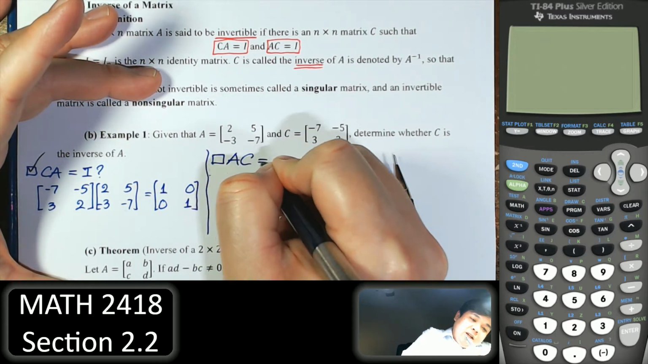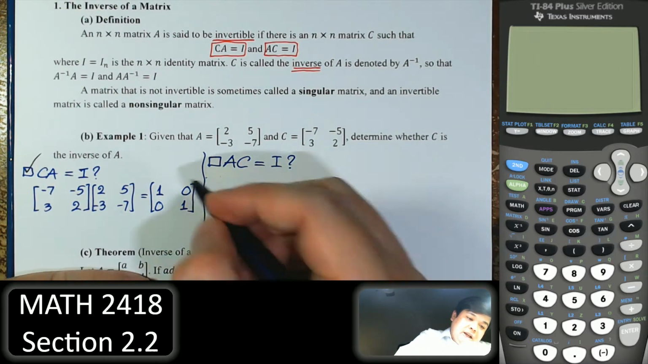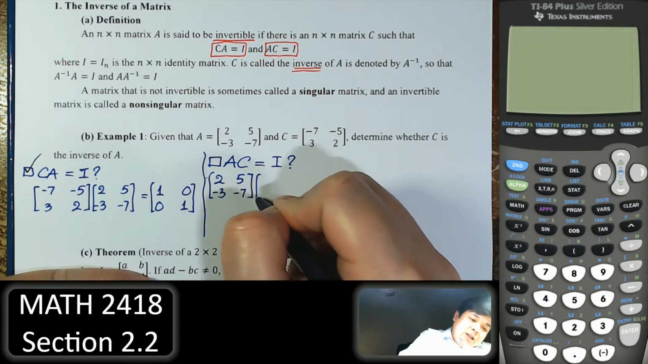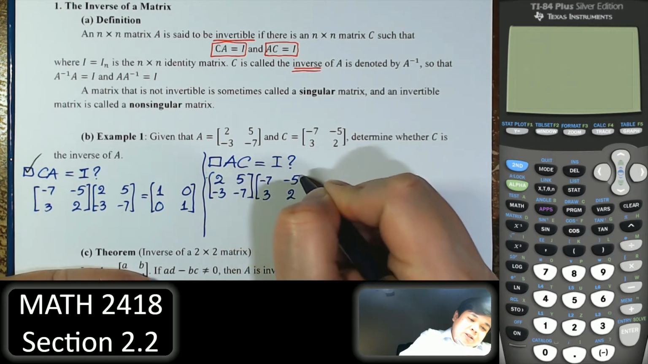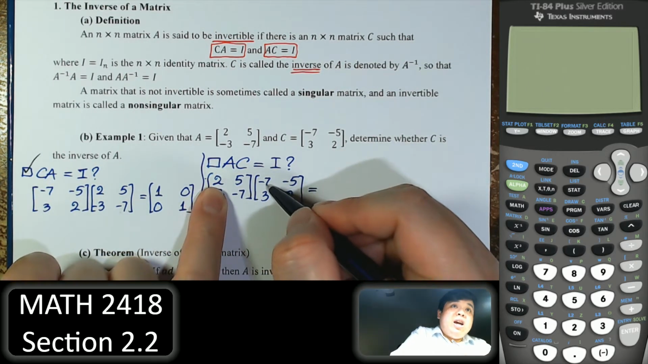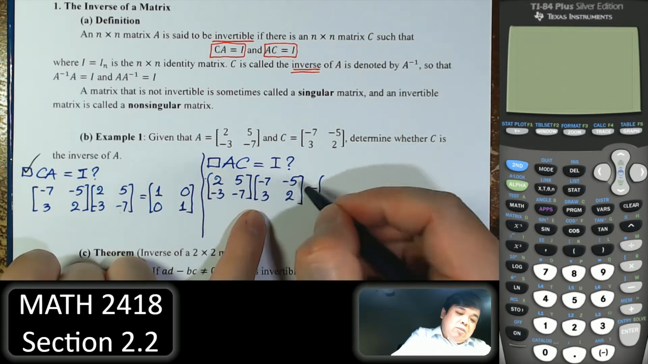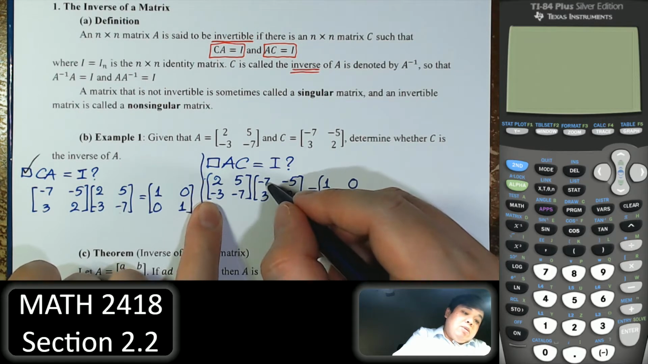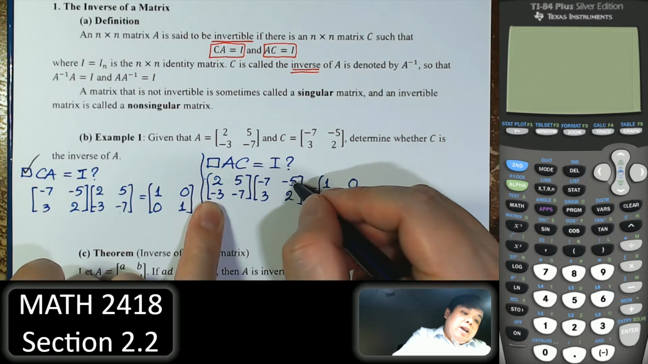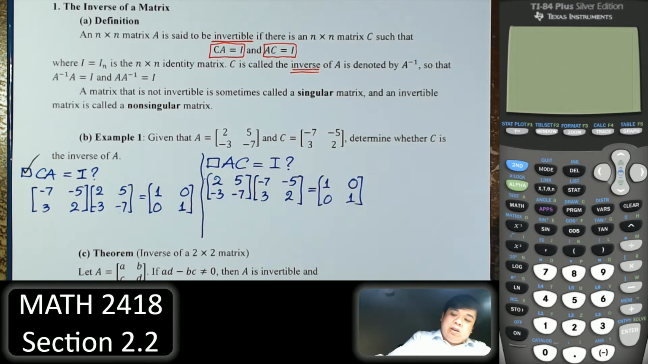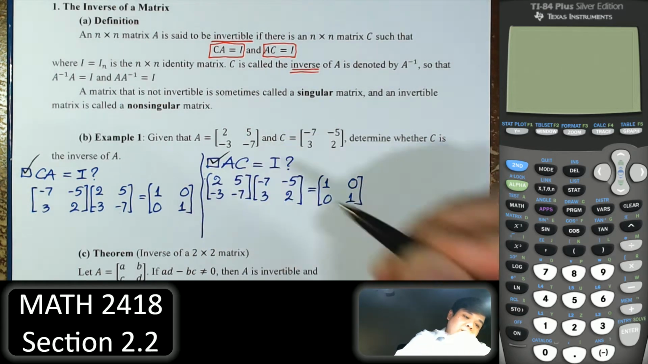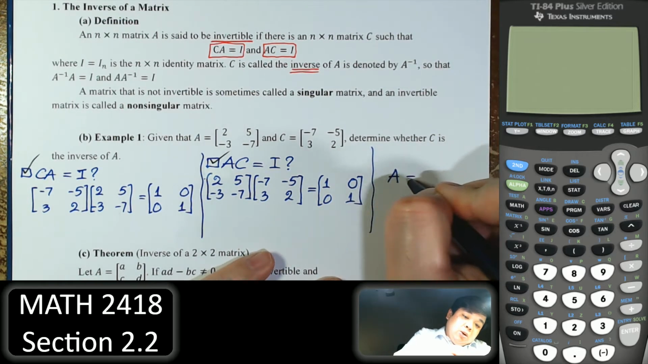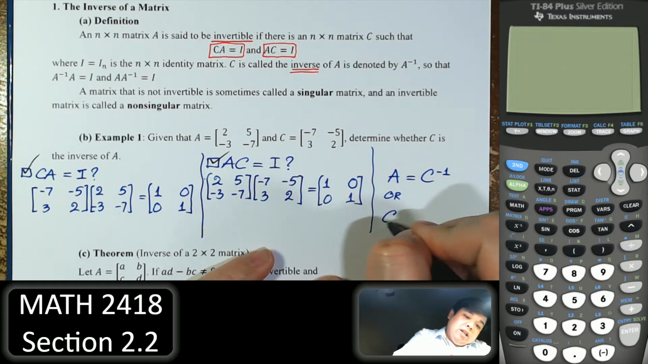Is A times C equal to I? A is 2, 5, -3, -7, times C. 2 times -7 is -14, plus 15 is 1. 2 times -5 is -10, plus 10. -3 times -7 is 21, minus 21, and 15 minus 14. So yes, it also checks. Both of these conditions are satisfied, so we say A is equal to C inverse, or we can say C is equal to A inverse.